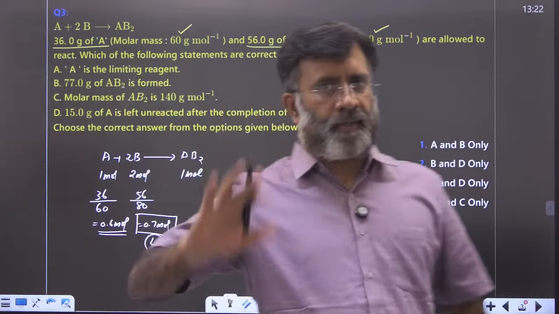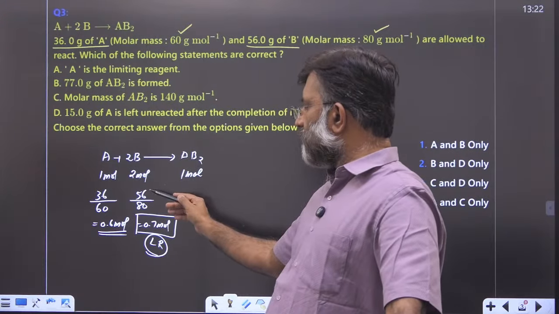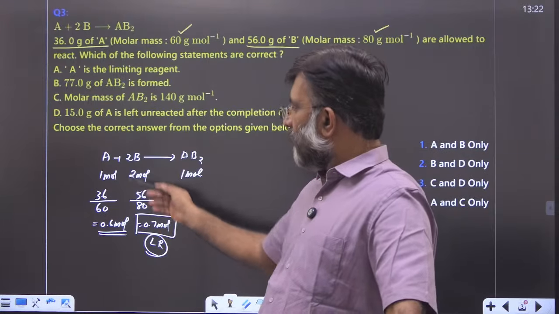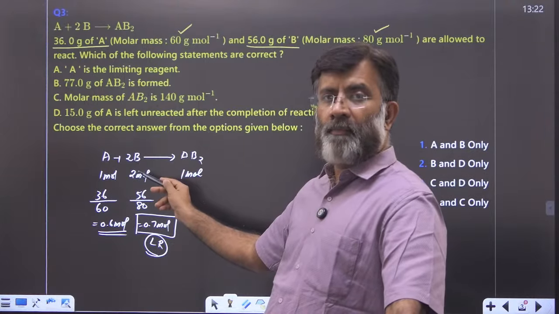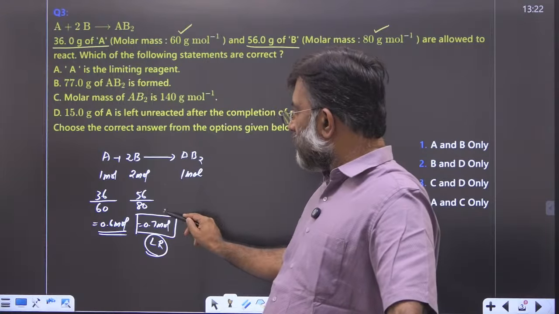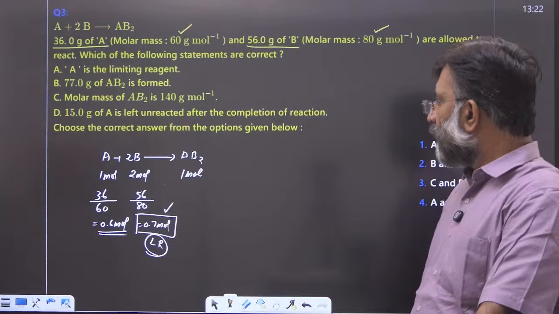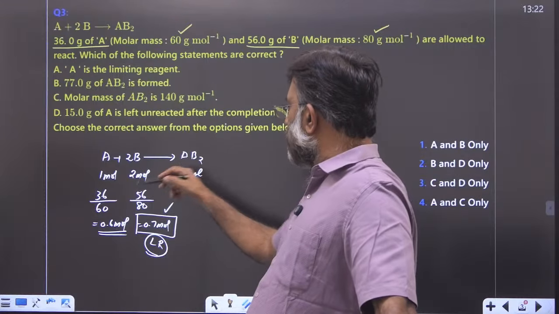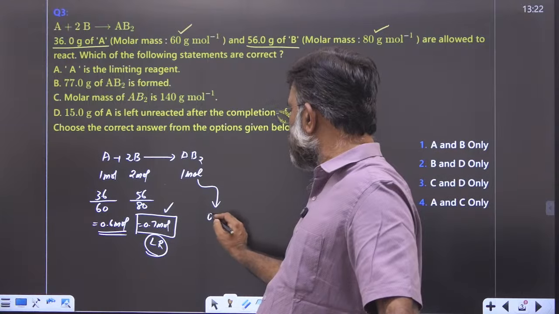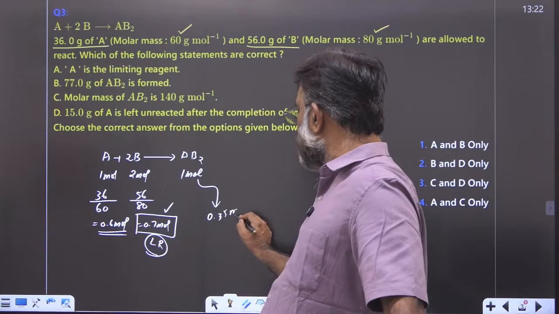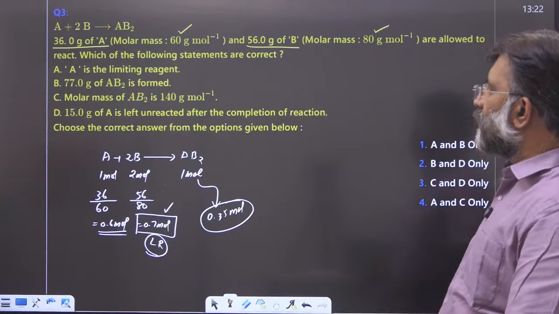So this is the limiting reactant. B ആണ് limiting reactant. അപ്പോൾ Aയുടെ number of moles 36 by 60, 0.6. Bയുടെ number of moles 56 by 80, 0.7. A 1 mole ആണെങ്കിൽ B double വേണം. 0.6 into 2, 1.2 വേണം. But B available is only 0.7, so that is the limiting reactant. Okay. When 2 mole B react, you get 1 mole AB2. When 0.7 reacts, the quantity of AB2 obtained will be half of this. So 0.35 mole AB2 is obtained.